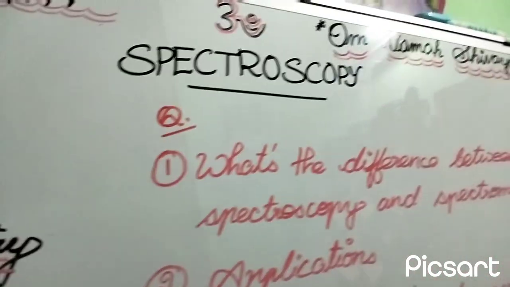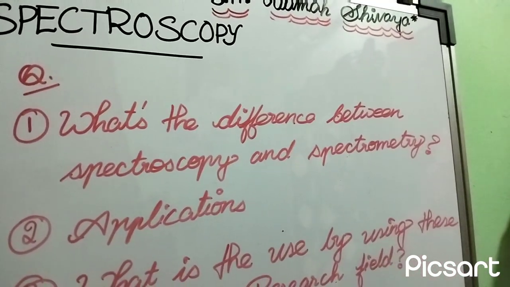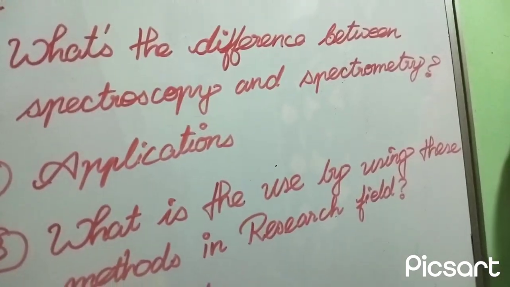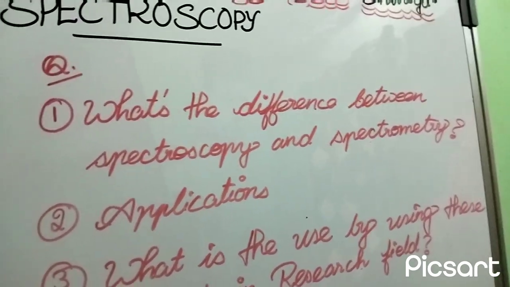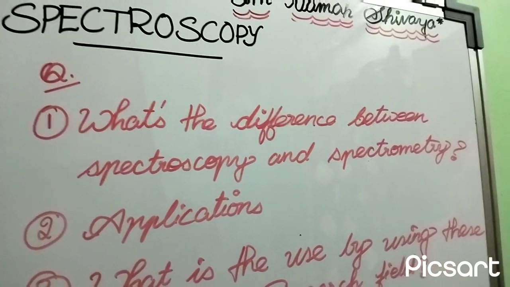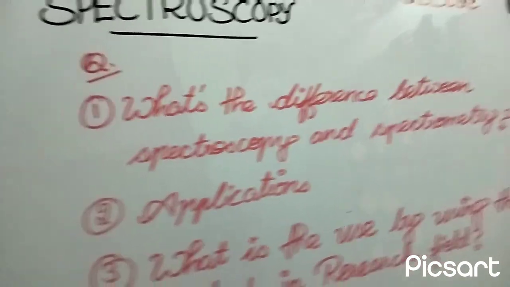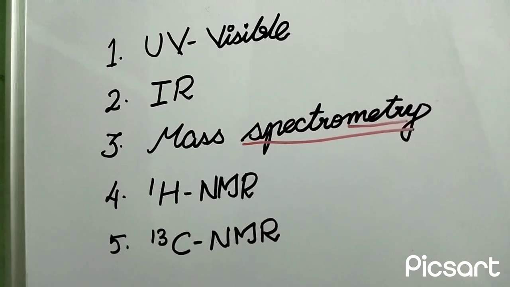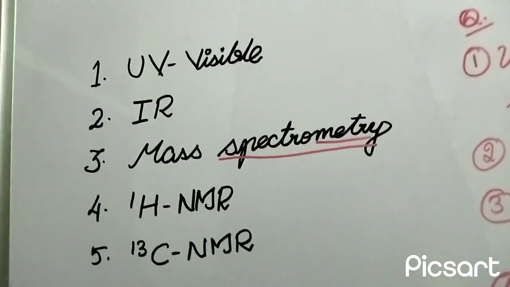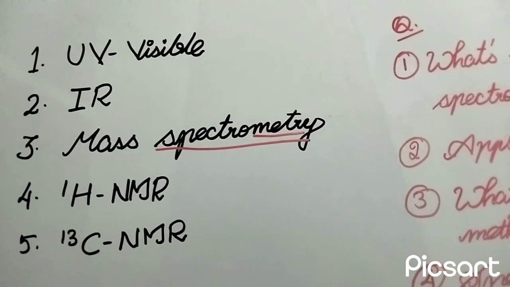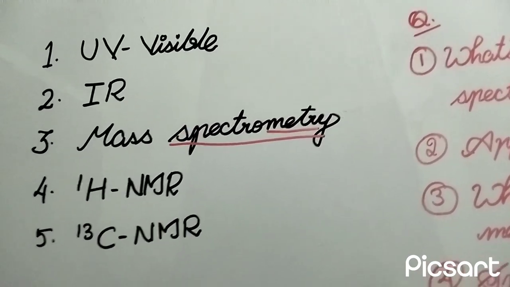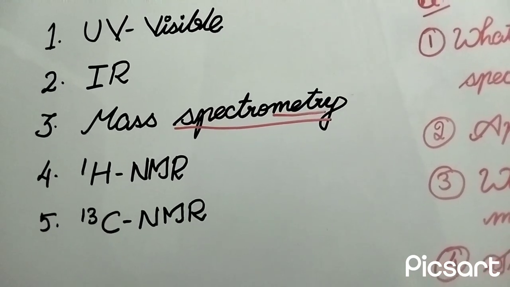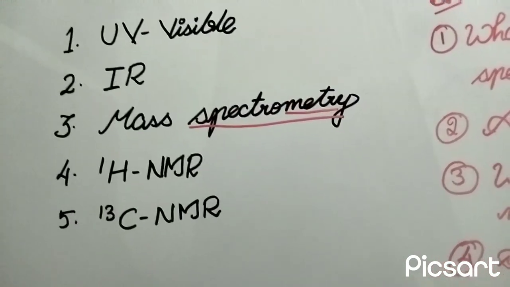Okay, first is what's the difference between spectroscopy and spectrometry. What is meant by spectroscopy? All the spectroscopy except mass spectrometry, all UV visible, IR, proton NMR, C13 NMR are known as spectroscopy, except mass spectrometry. Why do they say mass spectrometry, not spectroscopy?